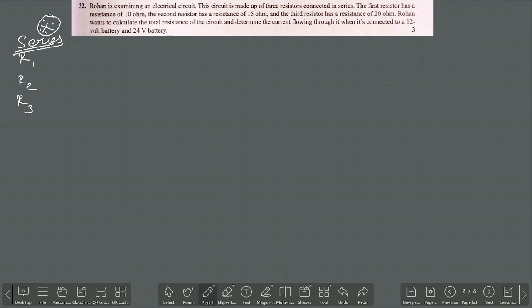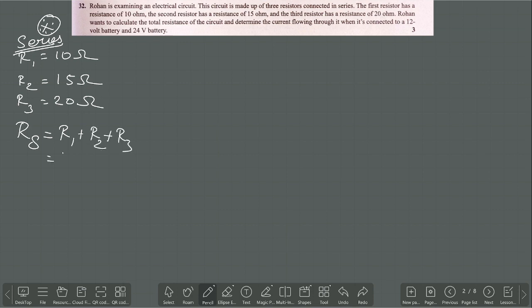This is an important word over here. The first resistor has a resistance of 10 ohm. The second resistor is having a resistance of 15 ohm, and the third resistor is having a resistance of 20 ohm. Rohan wants to calculate the total resistance of the circuit. So what is the formula to calculate the total resistance? Rs equal to R1 plus R2 plus R3.